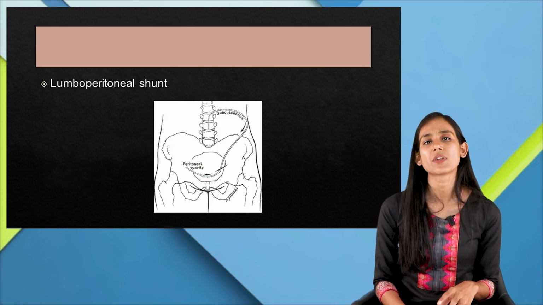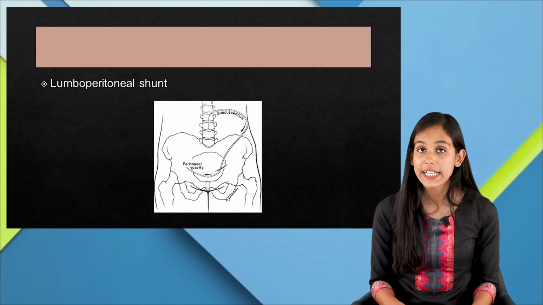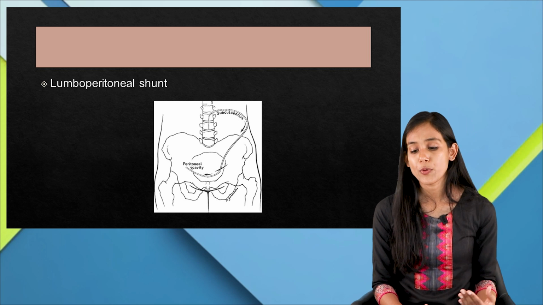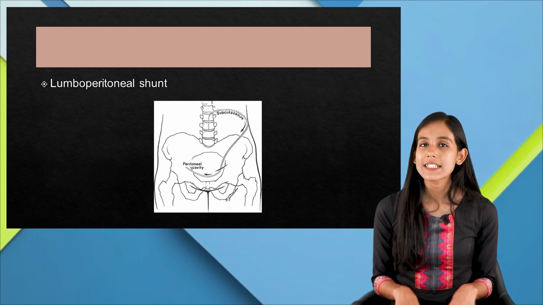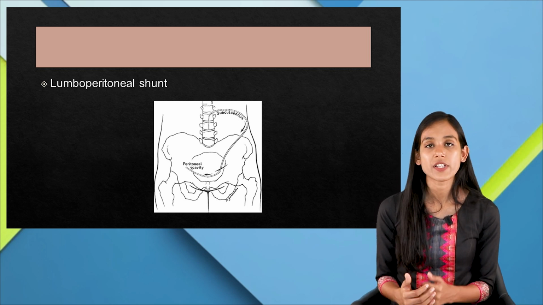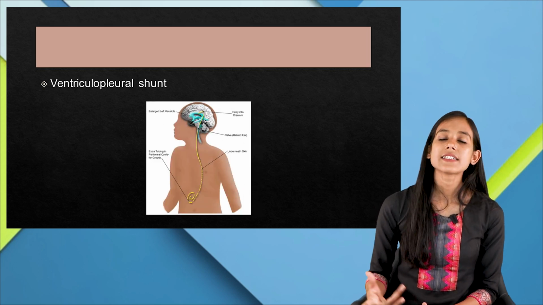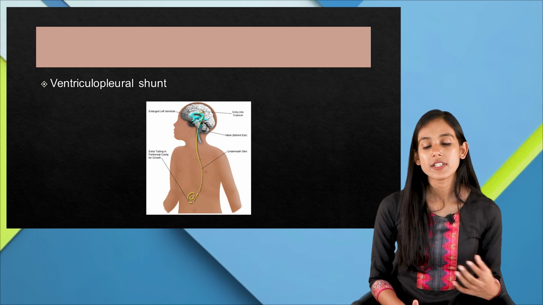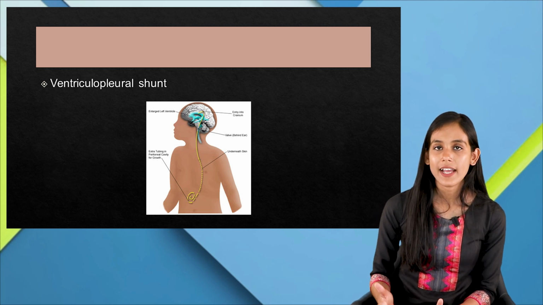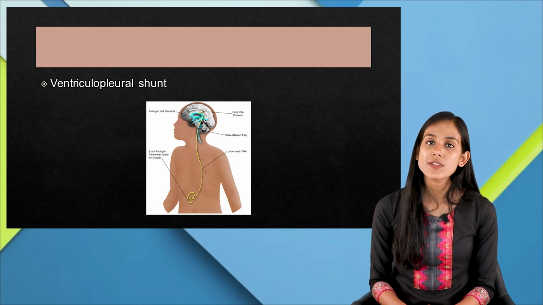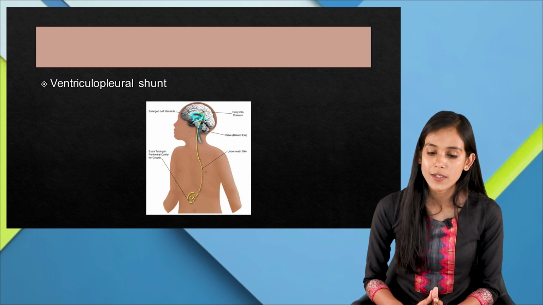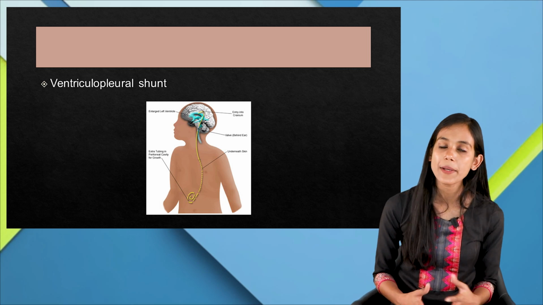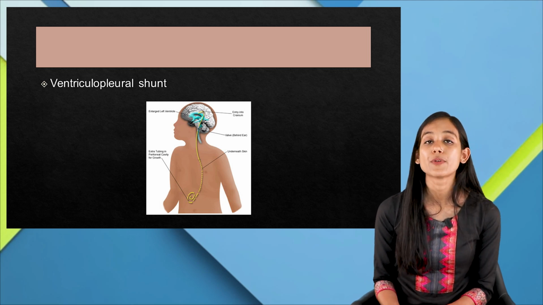Now this is used only if there is communicating hydrocephalus, or if there is CSF fistula or pseudotumor cerebri. Only in these cases is the lumboperitoneal shunt used. And then there is also one more thing called the ventriculopleural shunt. Now this is a second line surgical management. So if all the other shunt types are contraindicated, only in that case do they go for a ventriculopleural shunt.